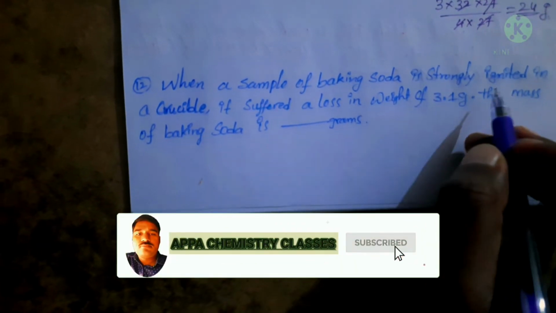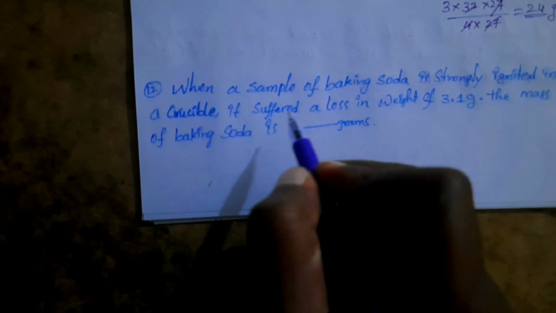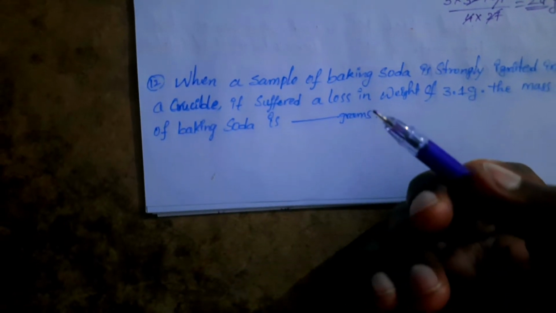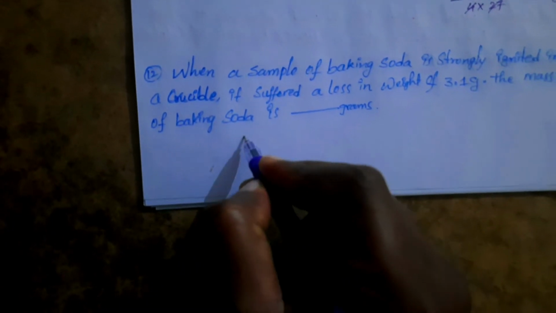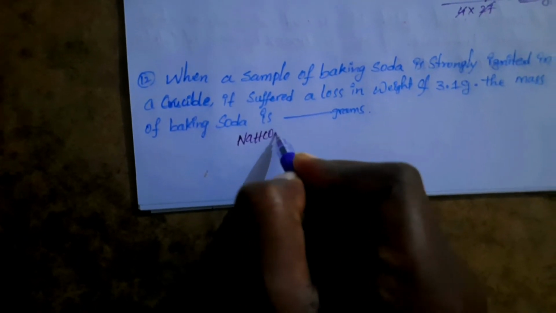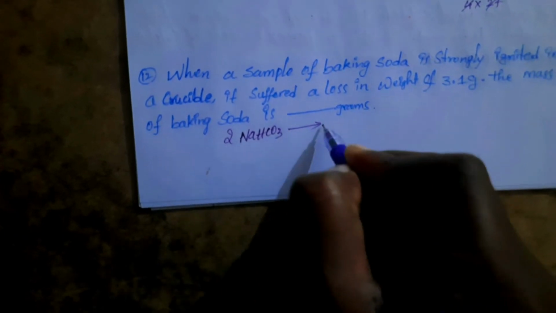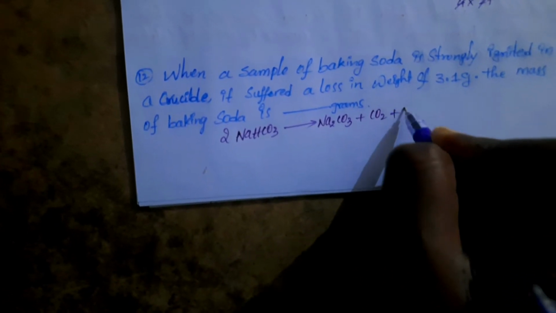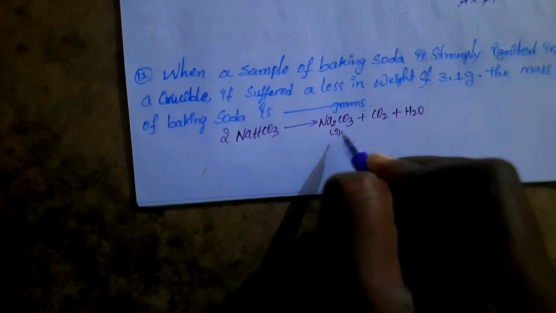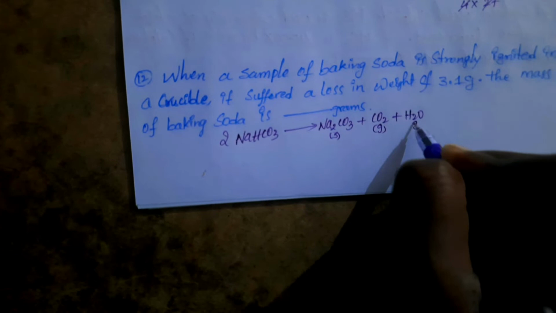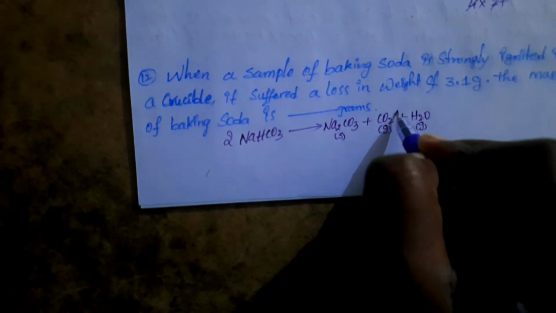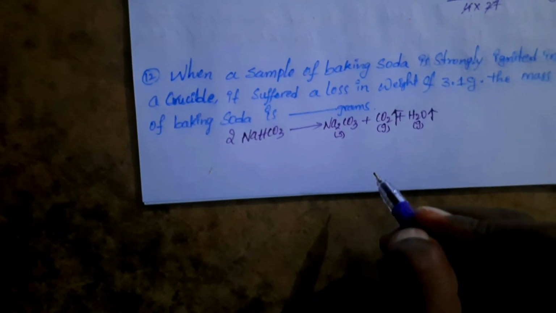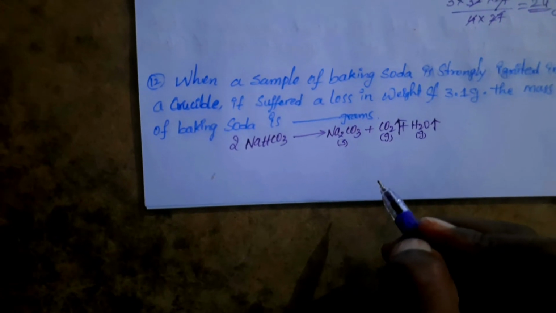When a sample of baking soda is strongly ignited in a crucible, it suffered a loss in weight of 3.1 gram. What is the mass of that baking soda they are asking. First you see baking soda, this is NaHCO3, which on decomposition, just now we had seen, we are going to get Na2CO3 plus CO2 plus H2O. This is a solid, this is a gas, and water vapor we are going to get. Whichever we get, the water vapor and carbon dioxide will escape from the reaction mixture. Then there is a loss of weight.